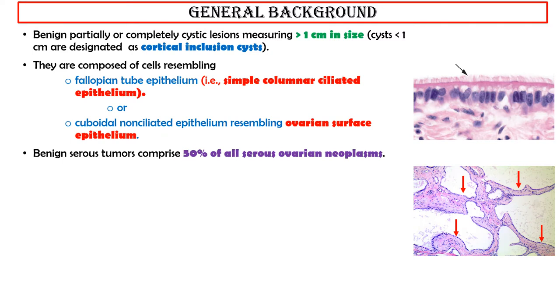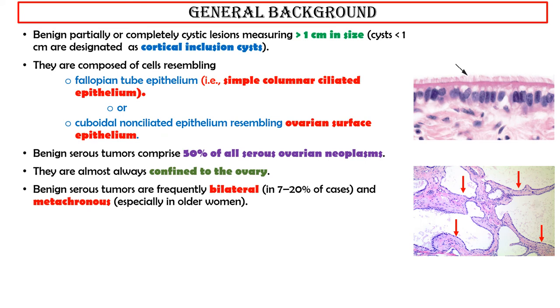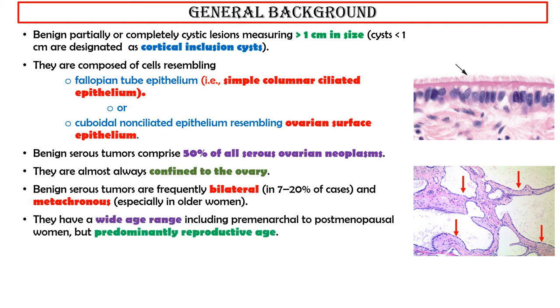Benign serous tumors comprise 50% of all serous ovarian neoplasms. They are almost always confined to the ovary. Benign serous tumors are frequently bilateral in 7 to 20% of cases and metachronous, especially in older women. They have a wide age range, including premenarchal to postmenopausal women, but predominantly reproductive age.